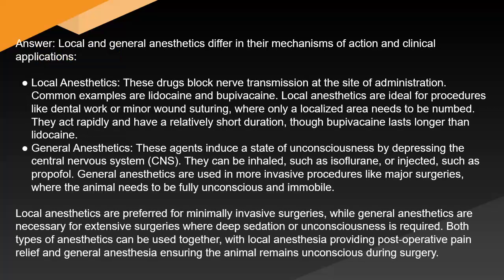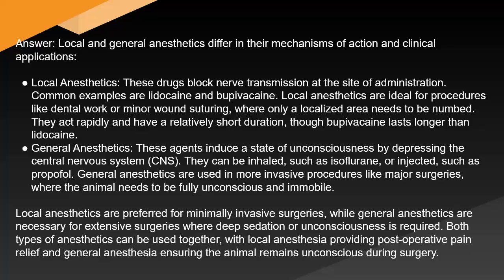Describe the pharmacological differences between local and general anesthetics and their indications. Answer. Local and general anesthetics differ in their mechanisms of action and clinical applications. Local anesthetics. These drugs block nerve transmission at the site of administration. Common examples are lidocaine and bupivacaine. Local anesthetics are ideal for procedures like dental work or minor wound suturing, where only a localized area needs to be numbed. They act rapidly and have a relatively short duration. Bupivacaine lasts longer than lidocaine.